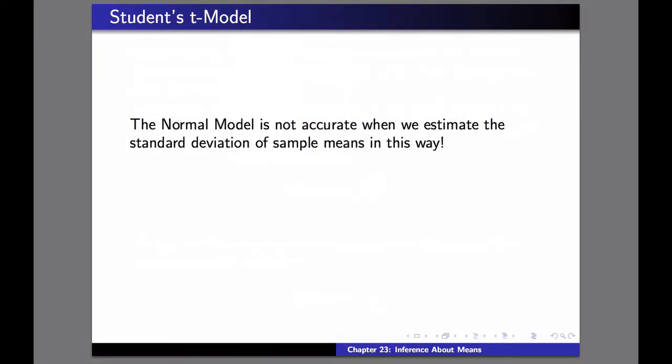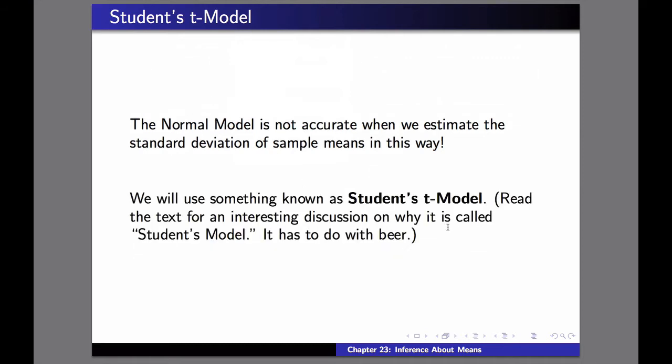Okay, so there's a problem here. The problem is that the normal model is not accurate when we estimate the standard deviation of sample means this way. Okay, that means we can't use the normal model anymore. Our tried and true normal model is no longer going to be our go-to tool. We got to use something else. But don't worry, it's not too bad. It's called Student's t model.